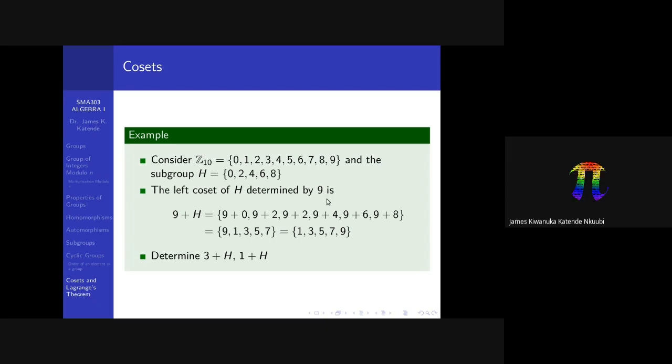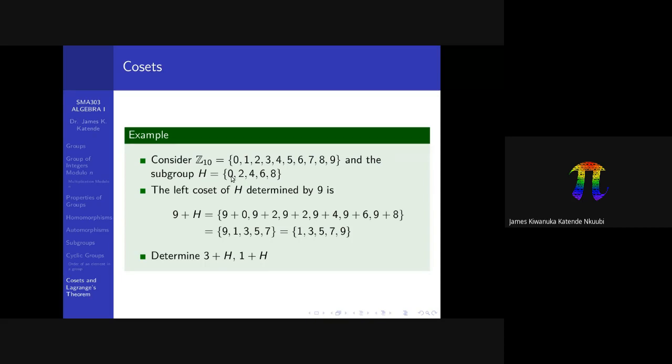So here we computed only one example. For the quiz you gave, it was 3 plus H and 1 plus H, and the values will be the same as 1, 3, 5, 7, 9. Now simply compute them. If you have 3 plus H, add 3 to every element in H.